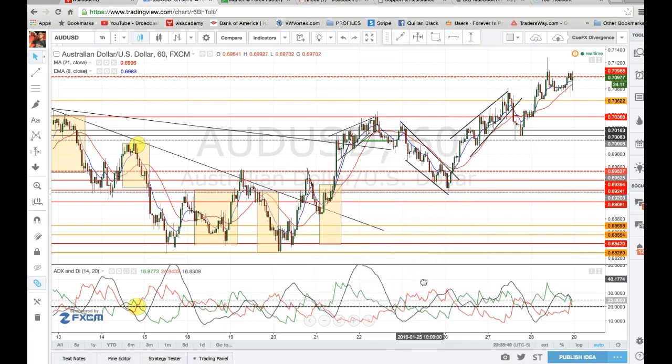Okay? So before I explain how to actually use this indicator, make sure you have a horizontal line at level 20 and a horizontal line at 25. The basis of this indicator is when this black line is under 20, that means the market is in a non-trending market. Whenever it's over 20, that means it's in a trending market.